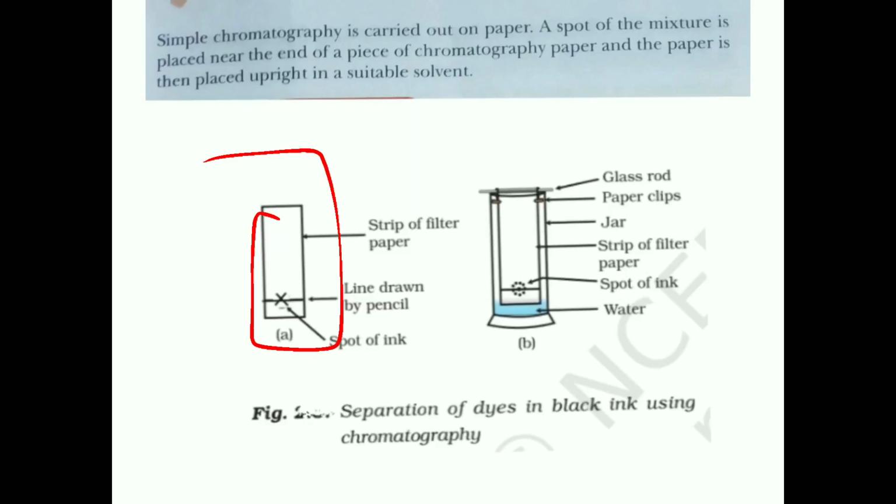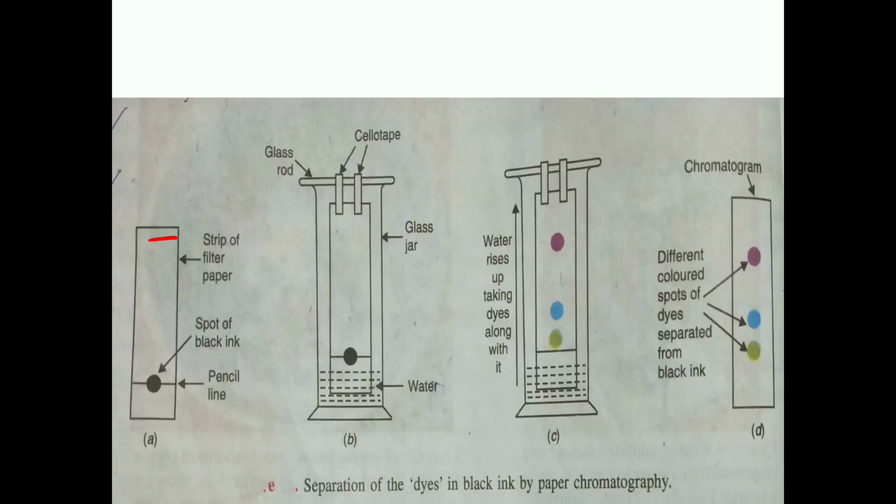You can take chromatography paper, or a thin long strip of filter paper, and draw a pencil line over there about 3 centimeters from one end. Put a drop of ink on the filter paper. You can understand by the help of a diagram. I am going to show you this one. When you have taken a thin long strip of filter paper, drawn the line, and put a small drop of ink over there, then what happened?